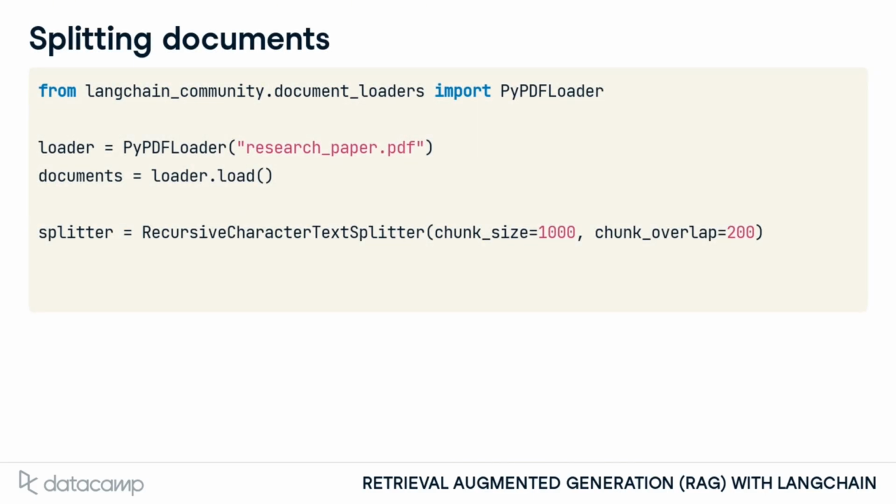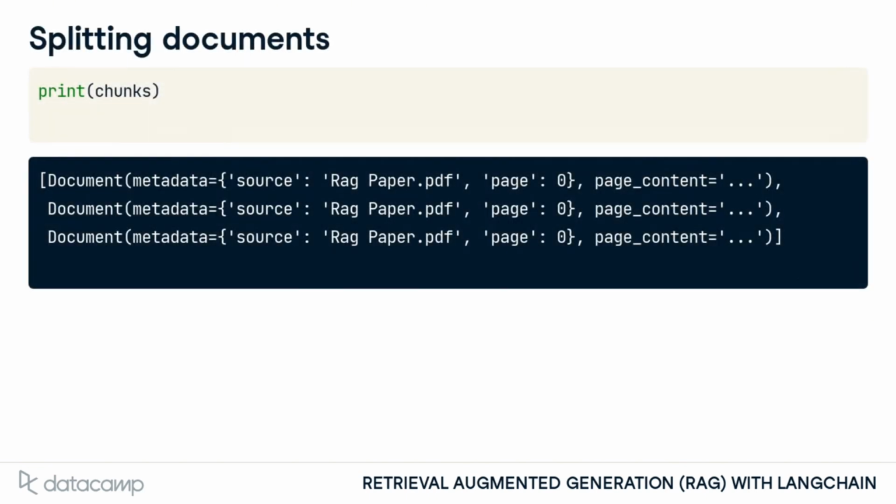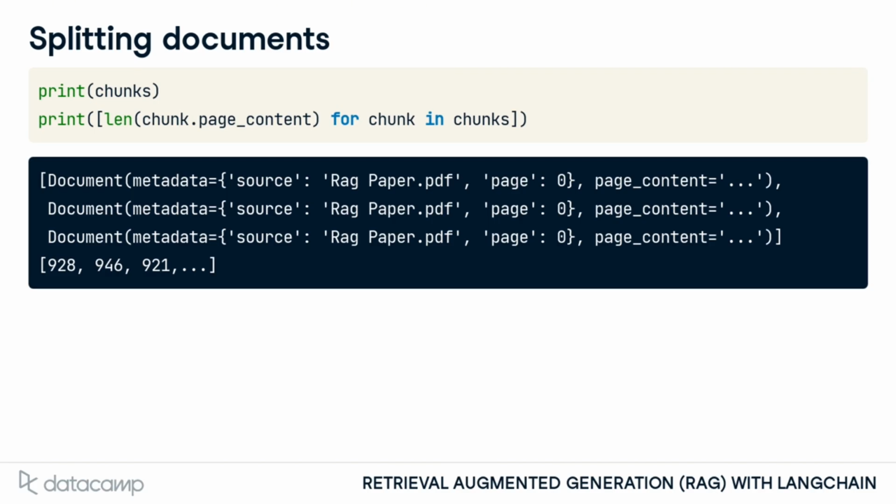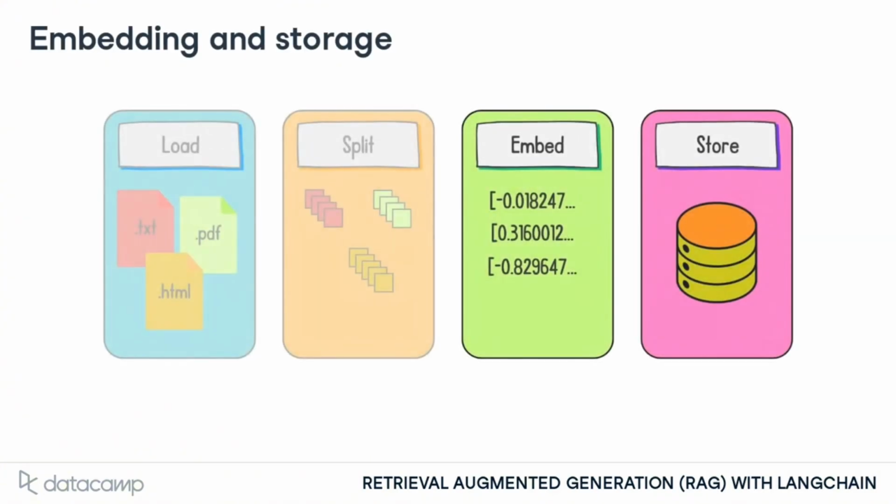Extending splitting strings to splitting documents requires just one change: swapping the .splitText method to .splitDocuments. Each document has .page content and .metadata attributes for extracting the respective information. Calculating the number of characters in each chunk, we can see that we were able to stay under the chunk size. Now we've split documents into chunks. Let's embed and store them for retrieval.